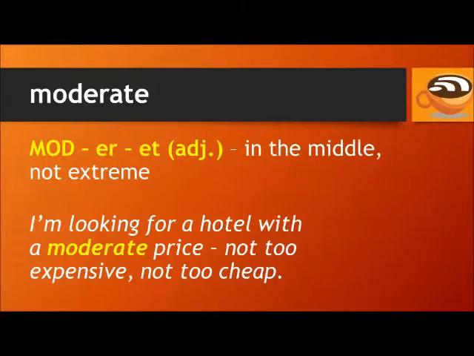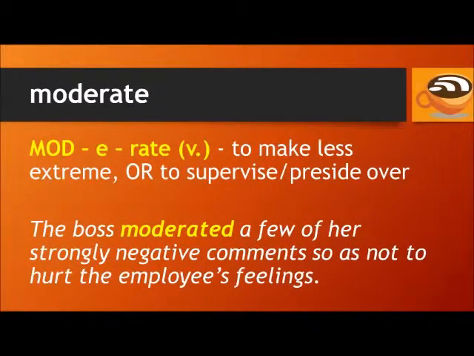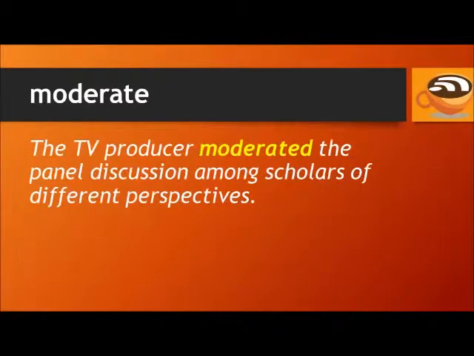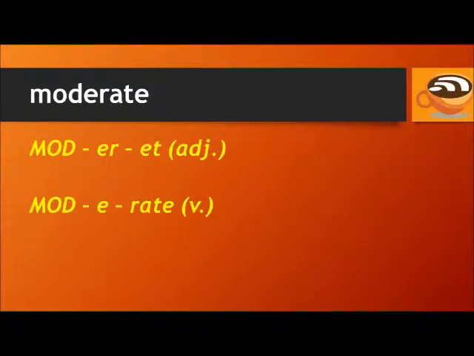Our next heteronym is moderate and moderate. Moderate is an adjective meaning in the middle, not extreme. For example, I'm looking for a hotel with a moderate price, not too expensive and not too cheap. Moderate is a verb meaning to make less extreme or to supervise or preside over. For example, the boss moderated a few of her strongly negative comments so as not to hurt the employee's feelings. This means she made her comments less extreme. Here's an example of moderate being used for supervision. The TV producer moderated the panel discussion among scholars of different perspectives. Moderate, moderate.